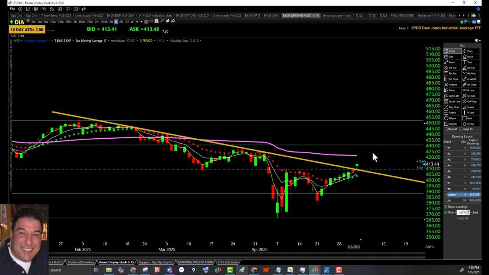transcending through the neutral zone. Hopefully they can get up to the bullish zone up here in the upper third, all right? So there's Diamond Dow. Let's take a look at IWM.